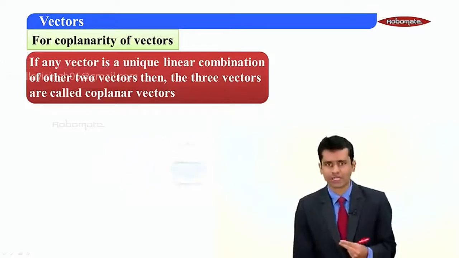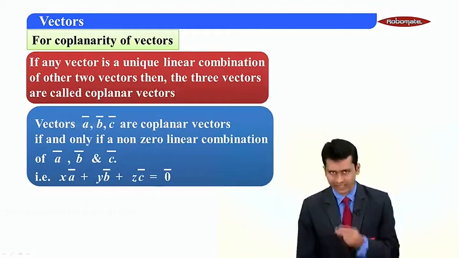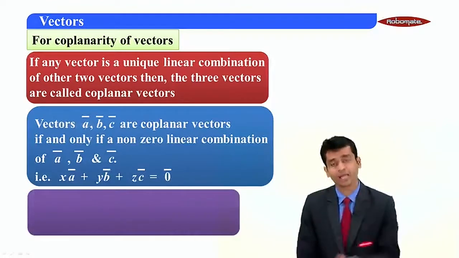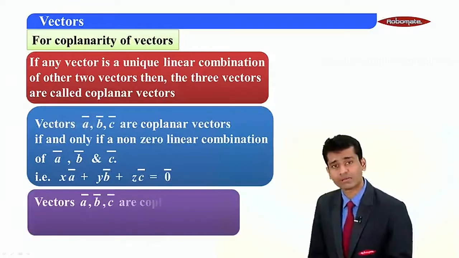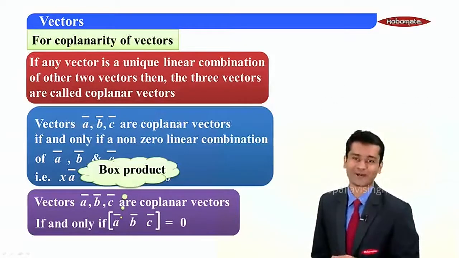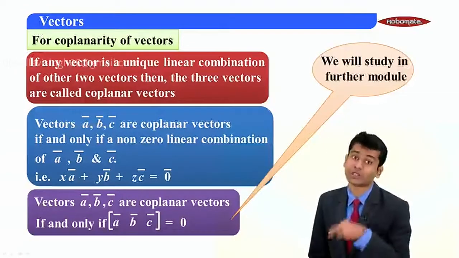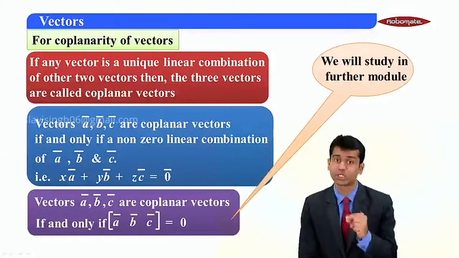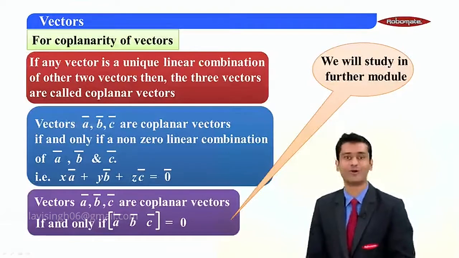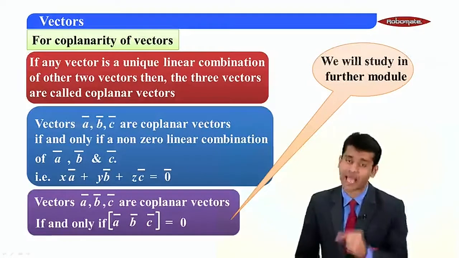Another way to prove coplanar vectors is that the three vectors a bar, b bar, c bar are coplanar if the linear combination x a bar plus y b bar plus z c bar is equal to the null vector. And another way to prove that a bar, b bar, c bar are coplanar is to prove that the box product of a bar, b bar, c bar equals 0. Students, we will study the box product in further modules, and we will use it more for coplanar vectors. We will see it in detail in the next module. So please remember all these coplanar vector theorems and statements.